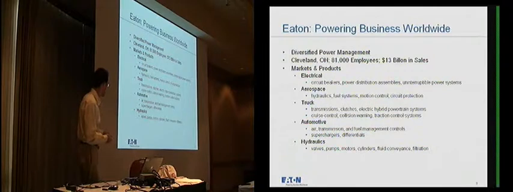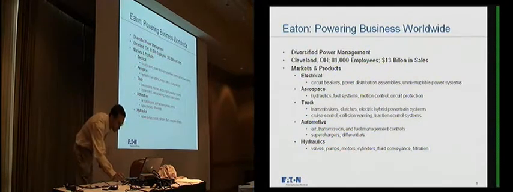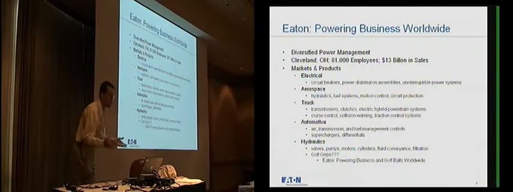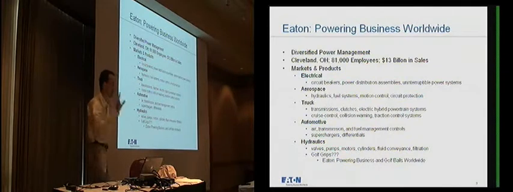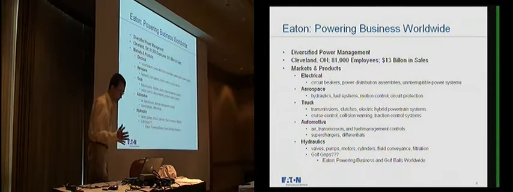Within hydraulics, we make essentially everything related to hydraulics: valves, pumps, motors, cylinders, actuators, fluid conveyance, fluid filtration, and golf grips. I have no idea how this fits in our portfolio, but it's actually really profitable for us. We own 80% of the market share in golf grips. I don't know if there are any avid golfers out there, but the brand is Golf Pride. Who knows?